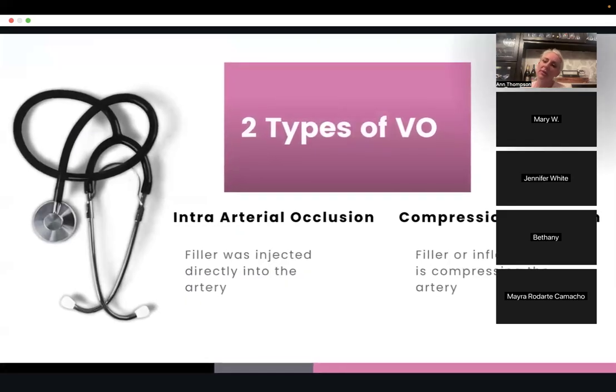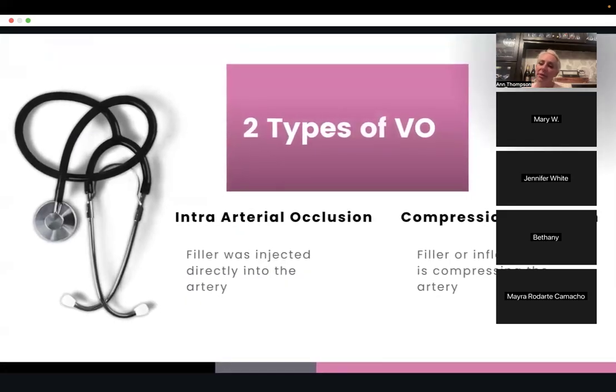I touched on this a little bit: the 2 different types of vascular occlusions. The first is an intra-arterial occlusion, where you are accidentally injecting into a vessel. The second is a compression vascular occlusion. An intra-arterial occlusion occurs while you are injecting, whereas a compression vascular occlusion can occur, 1, while you are injecting, if you get too close to a vessel and compress it, or 2, from swelling or inflammation.